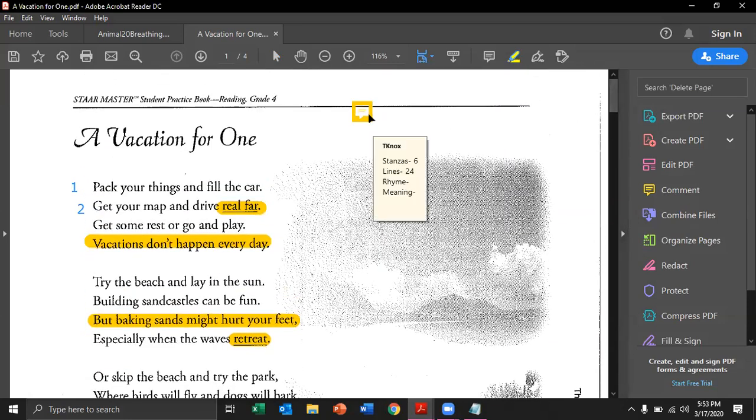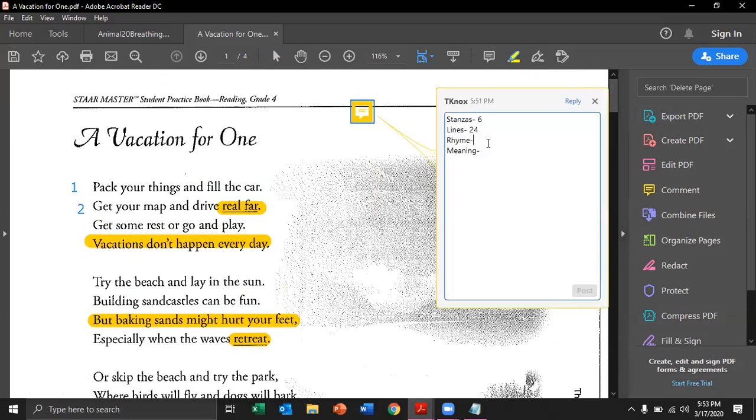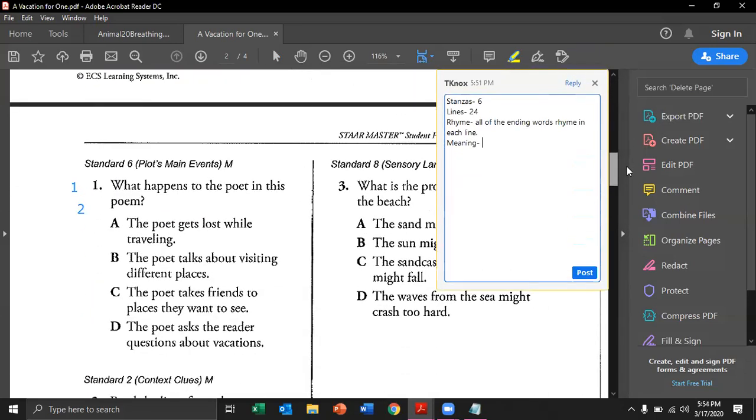So as we talk about the rhyme, we can see that all of the ending words rhyme in each line. And so, after you read this, what do you think the meaning is? I know what my meaning is, but I want to hear what your meaning is. And then you're going to go ahead and answer the questions.